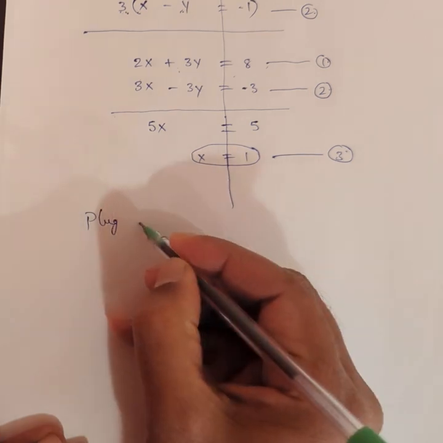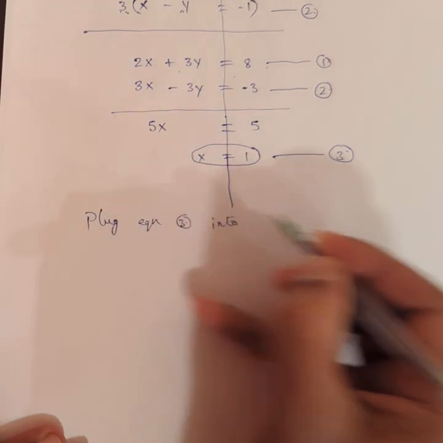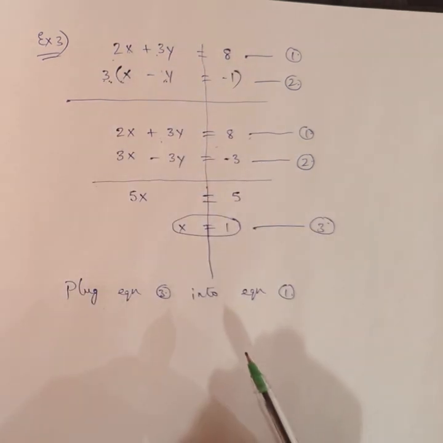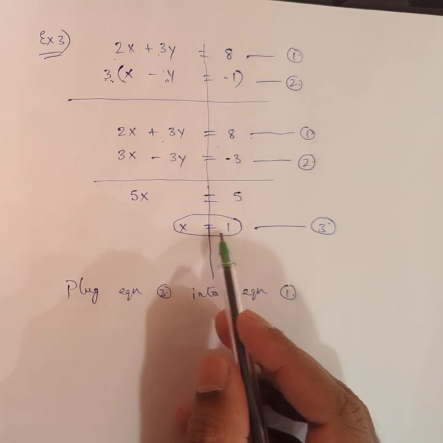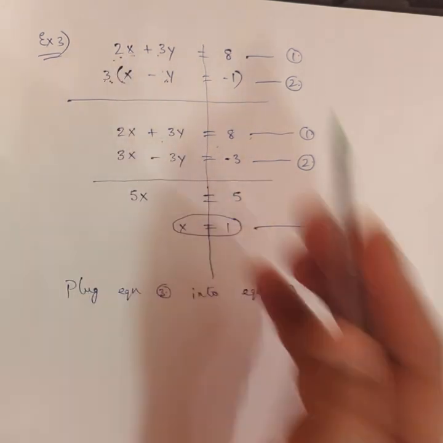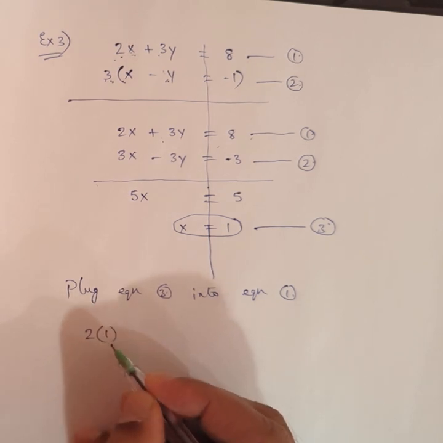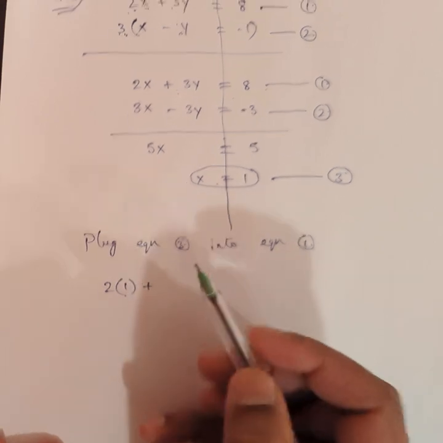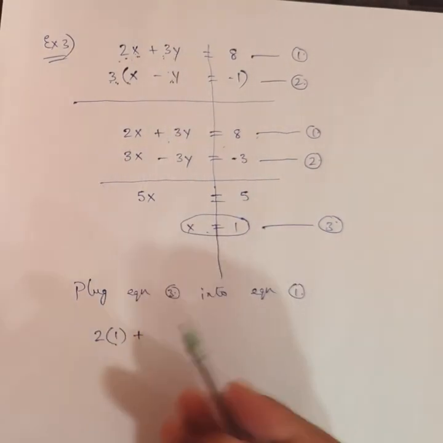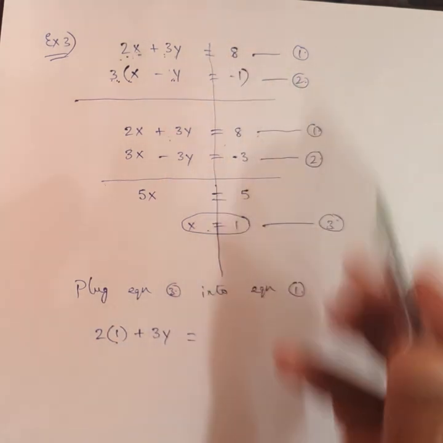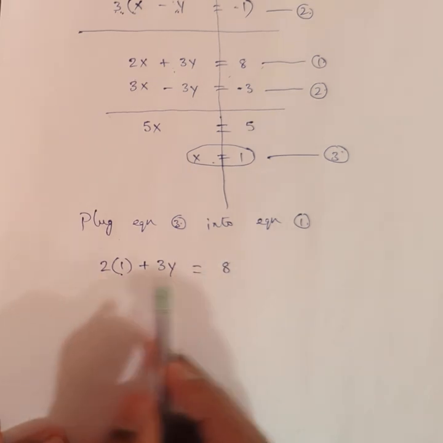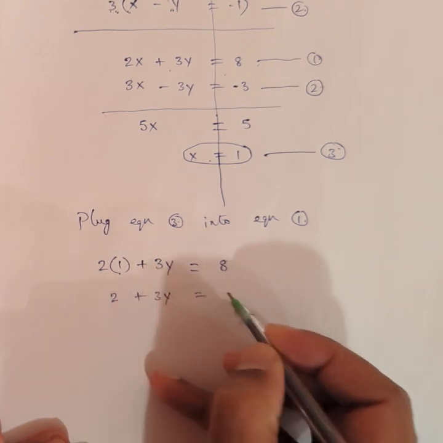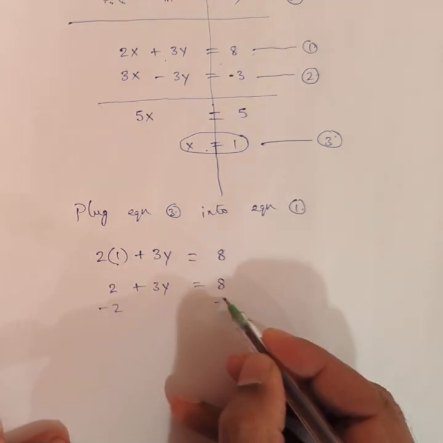Now I'll plug equation 3 into one of the equations. My choice is equation 1 because it does not have any negatives. So you plug in x equal to 1. Equation 1 is 2x, but 2x is 2 times x, and x is 1, so I'm going to plug it in. Then plus 3y equal to 8. Now I have only one variable. I have to simplify and solve. 2 times 1 is 2, plus 3y equal to 8. Subtract 2 from both sides.